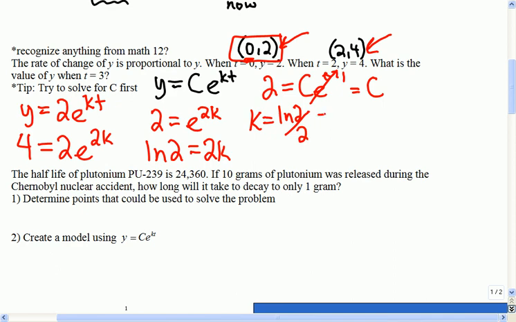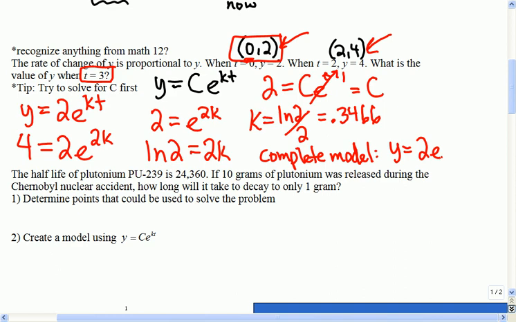So it's a fairly large value, 0.3466. Now when I want to figure out what the population or whatever this is will be at time 3, I now have my complete model, which is y equals 2e to the 0.35t, and I'm putting 0.35 just to abbreviate it here. But remember, you don't want to round this. You want to leave it in your calculator as the full value so that we don't get the rounding error.